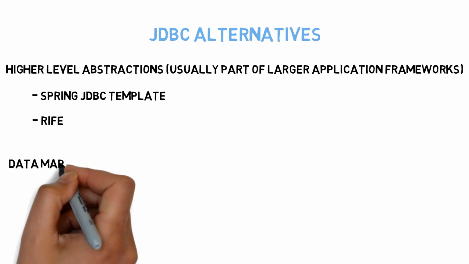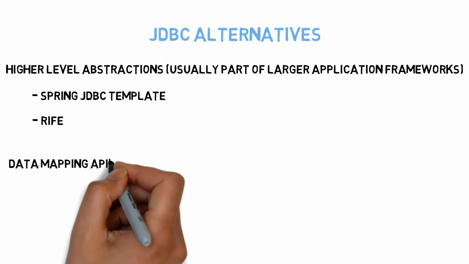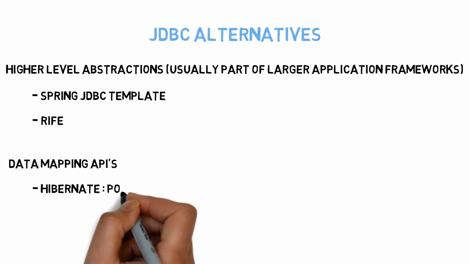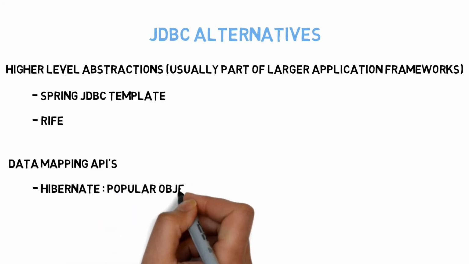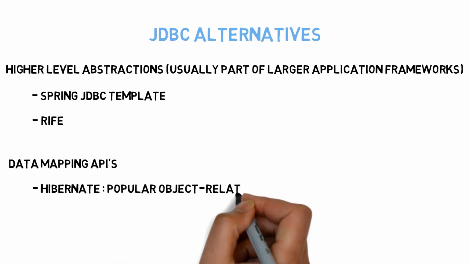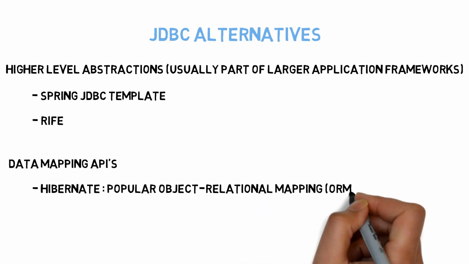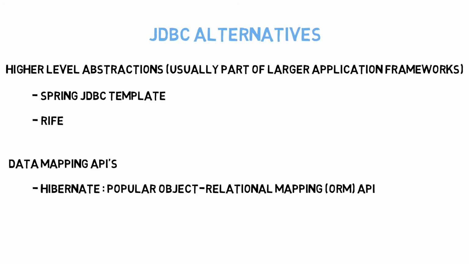And then there are data mapping APIs. The most popular is Hibernate. Hibernate is something called an object relational mapping API. It represents your database structure with Java classes and objects. In the background, it's still using JDBC to communicate with the database, but it simplifies the amount of code you have to write in your own application.